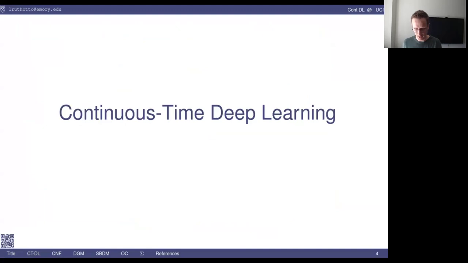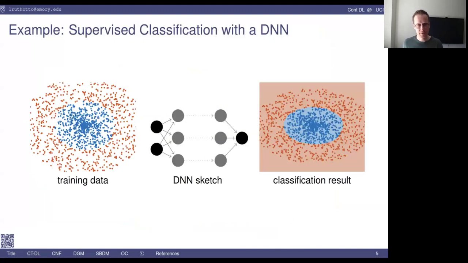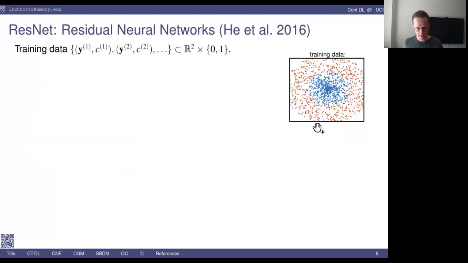So, continuous time deep learning. Hopefully this will not be too repetitive. You've maybe seen some of these things. We have some training data and some deep neural network. In this case, it has two inputs because you have X, Y coordinates, and one output that's red or blue. Once you've learned and trained the weights of this DNN, you get some classification result. And then you are happy because the red dots are in the red zone and the blue dots are in the blue zone. Okay, so how do you do that actually?